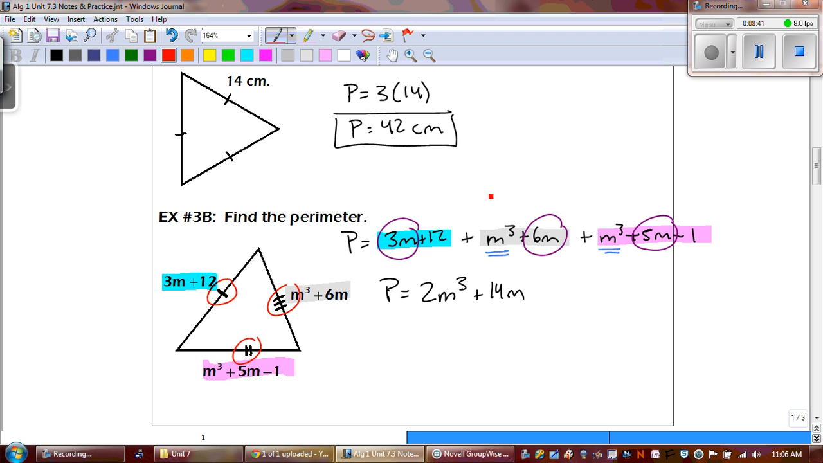Okay, and the only thing that is left is our 12 minus 1, and 12 minus 1 is 11. And since we don't know what m is, that's our final answer.